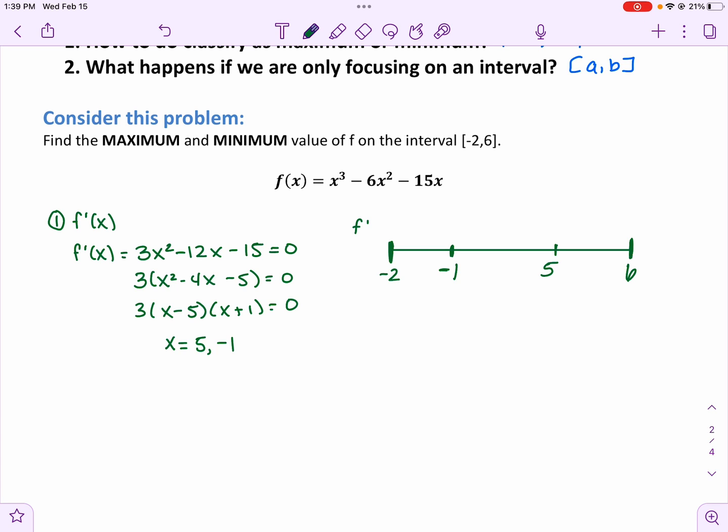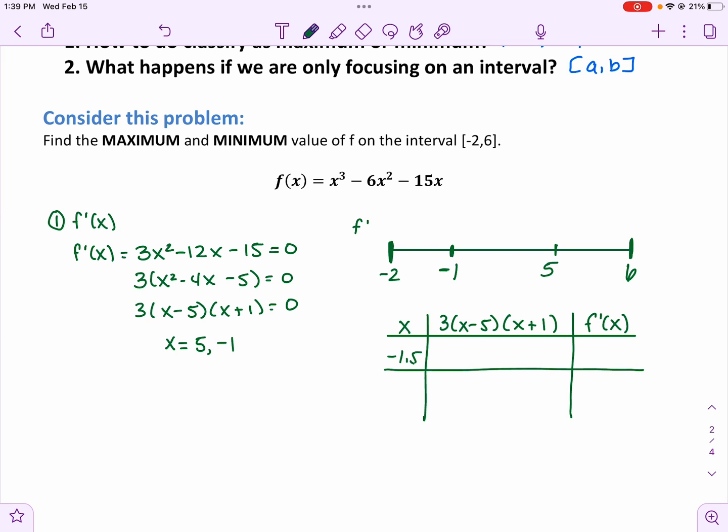And we're going to go back to checking the signs of the derivative, right? So as I'm looking here, again, table of values. Here are my x values. Here's my derivative. I have 3, x minus 5, x plus 1. And I'm looking for the sign of the derivative, so f prime of x. Choose a number between negative 2 and negative 1. So you can do negative 1.5. We would get a negative factor and also another negative factor, which could give us positive. So derivative positive, which means our function is increasing.